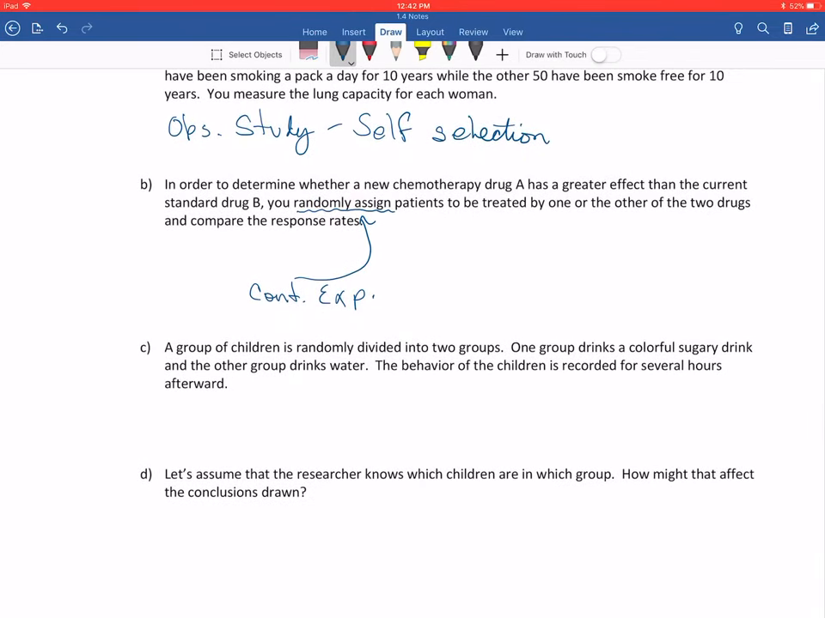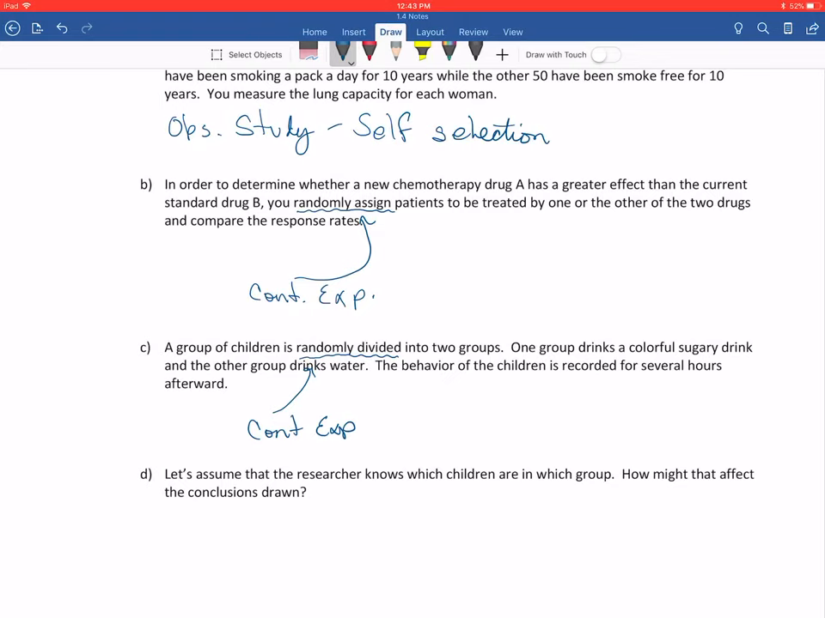A group of children is randomly divided into 2 groups. I see it again, randomly divided. One group drinks a colorful sugary drink, the other drinks water. The behavior of the children is recorded for several hours afterwards. So this is definitely, again, a controlled experiment because I see that random assignment into groups.